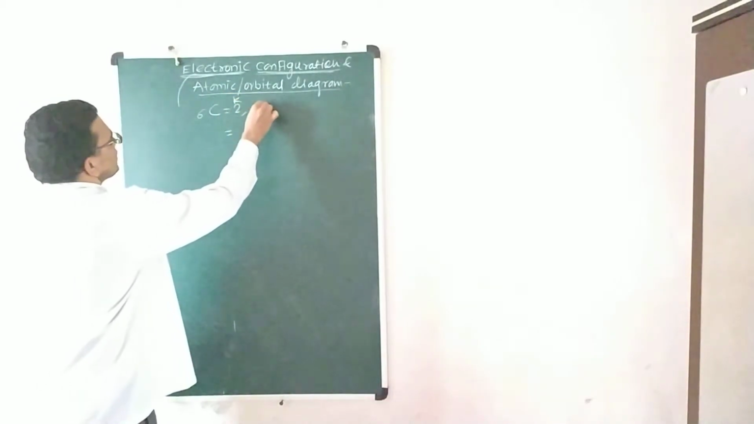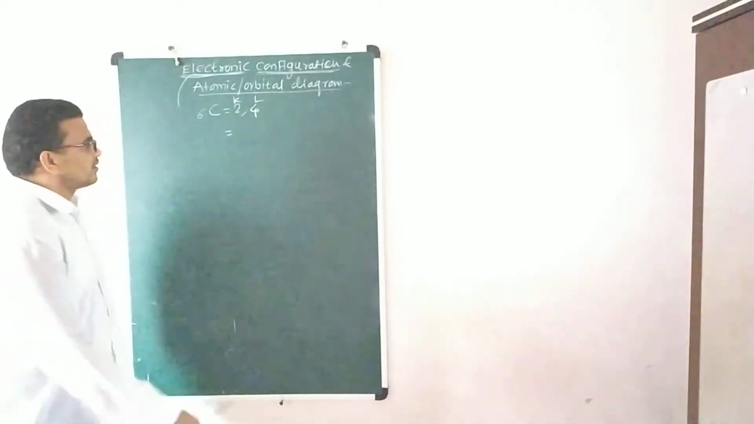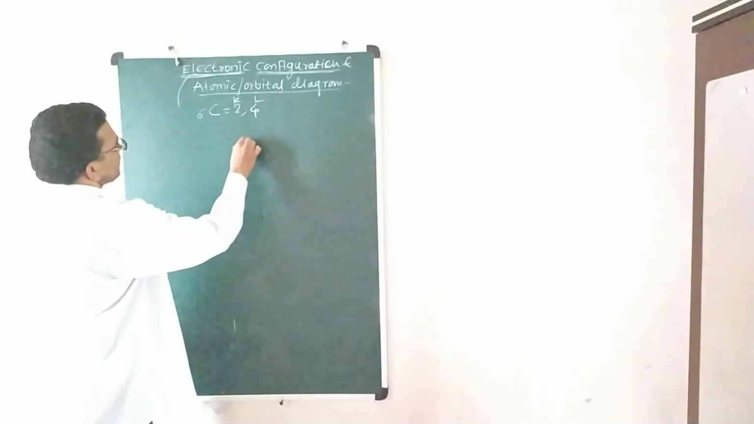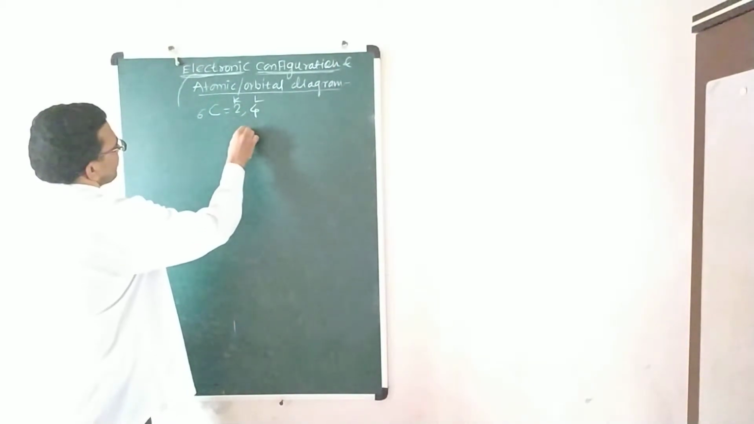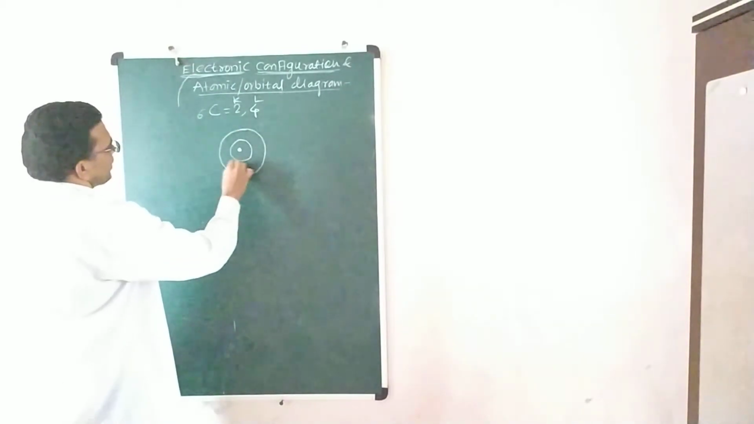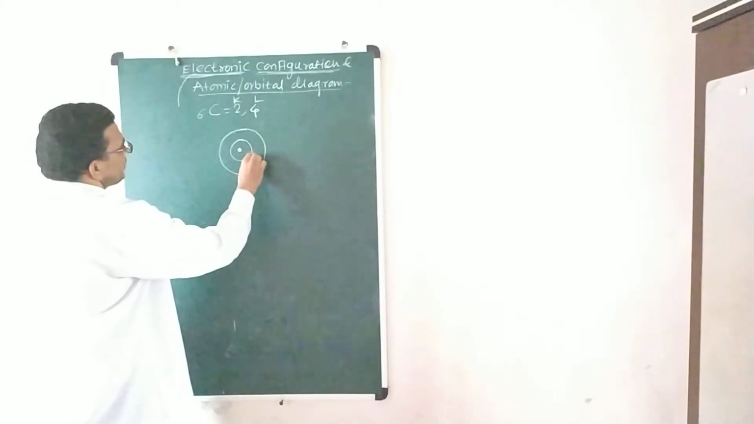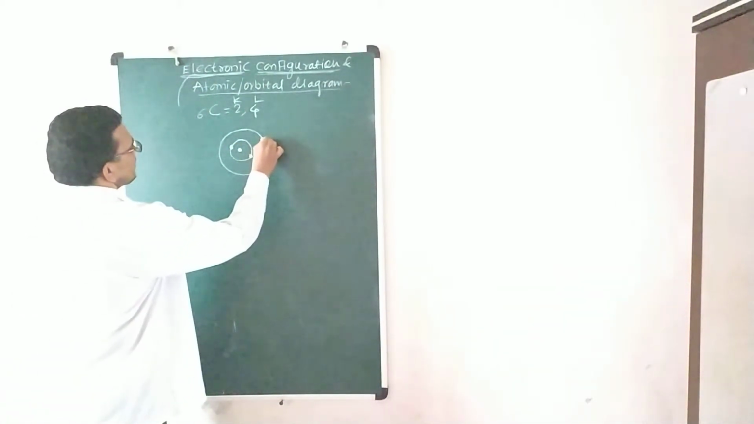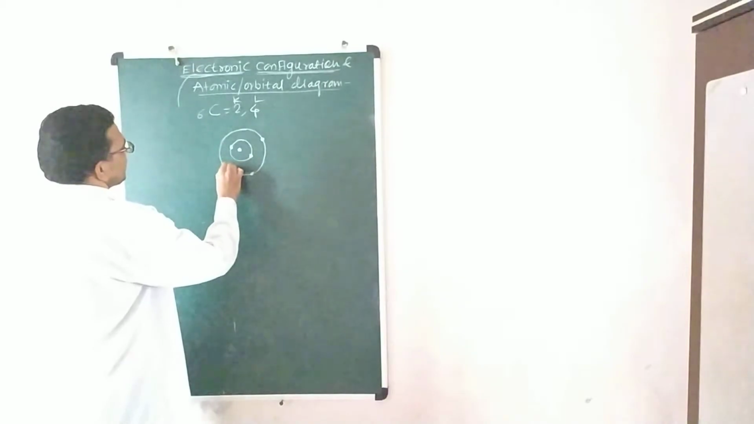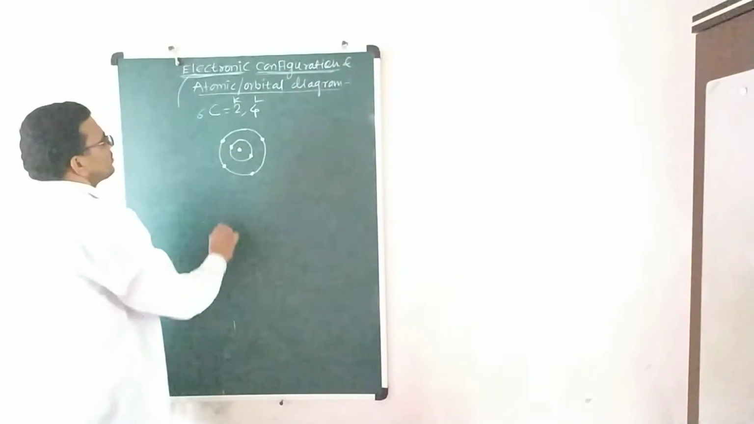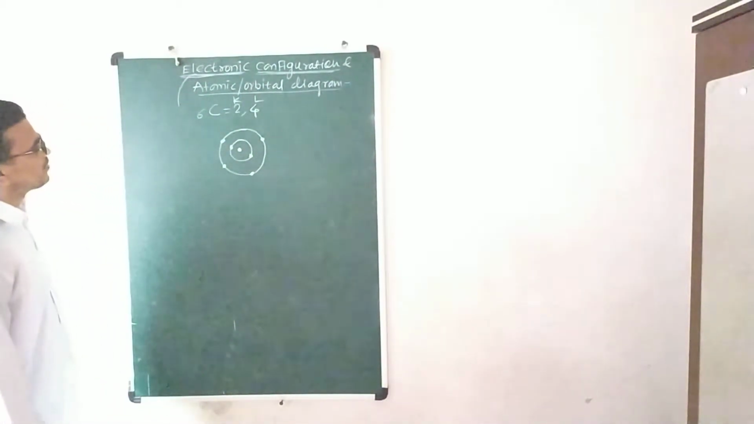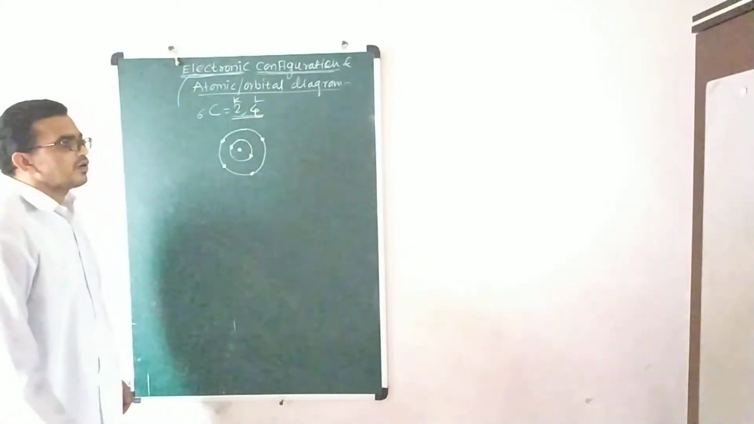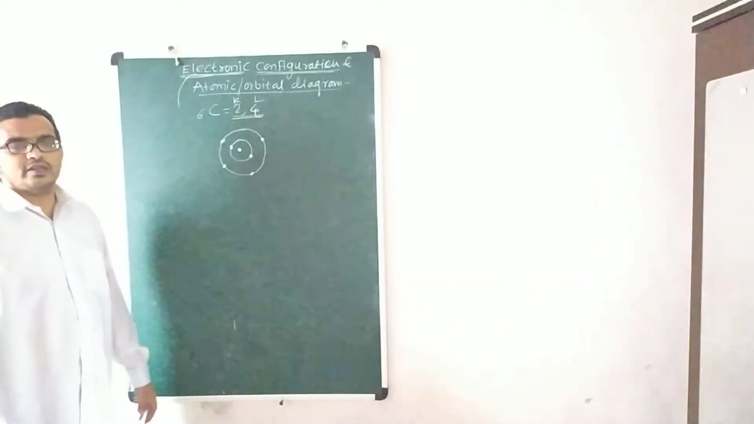This is the K cell, this is the L cell. Understand? Now we have to draw the orbital diagrams. Center, first cell and second cell. In the first cell 2 electrons are there, so I show 2 dots, and in the second cell 4 electrons are there, so I show 4 dots. That is an easy job. Once you know the electronic configuration, you can draw the orbitals or atomic diagrams very easily.